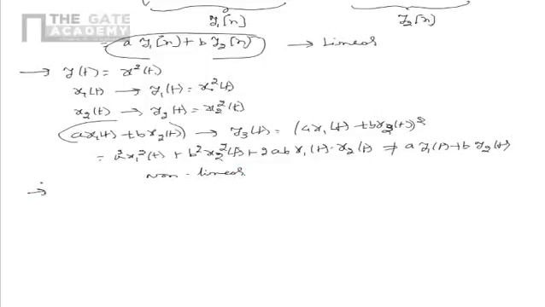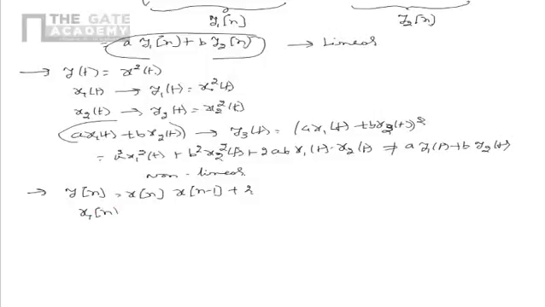Now, let us consider another example. Suppose there is a system given as y of n is equal to x of n multiplied by x of n minus 1 plus 2. We have to find if the system is linear.